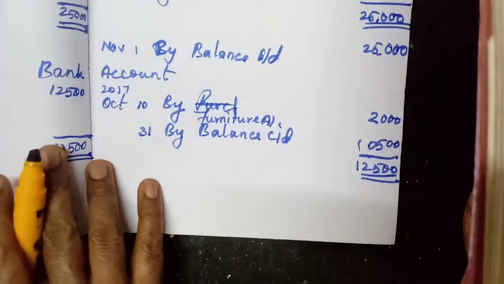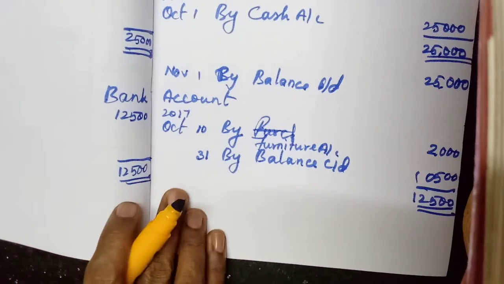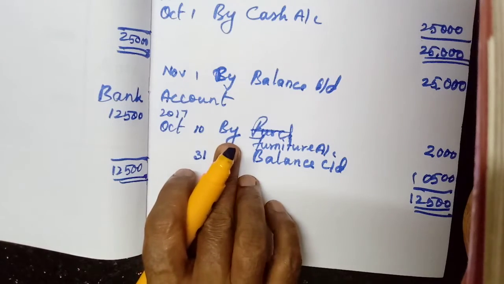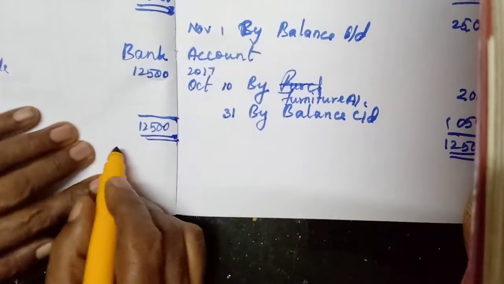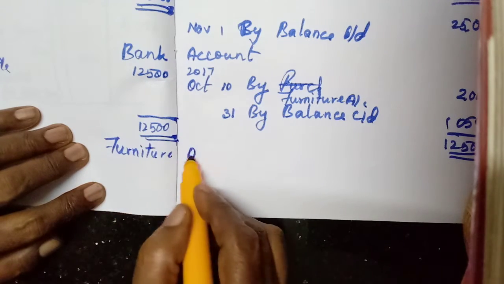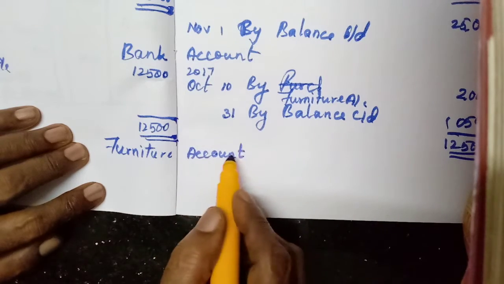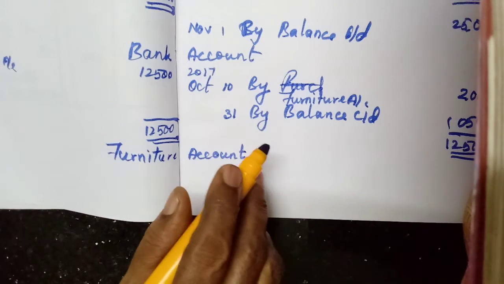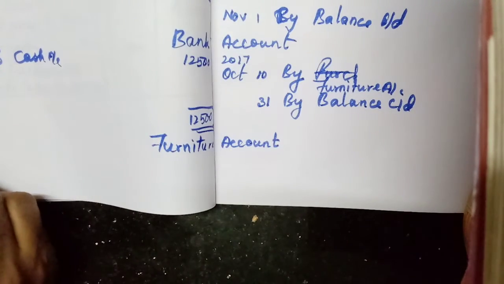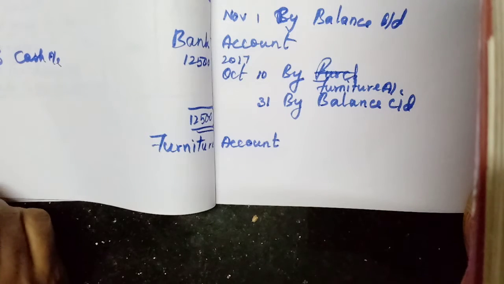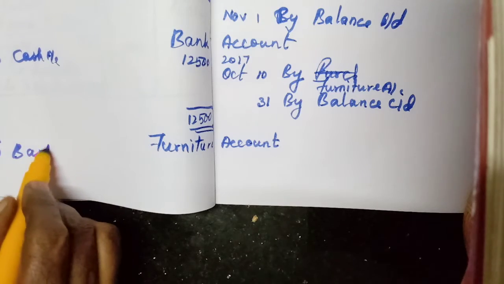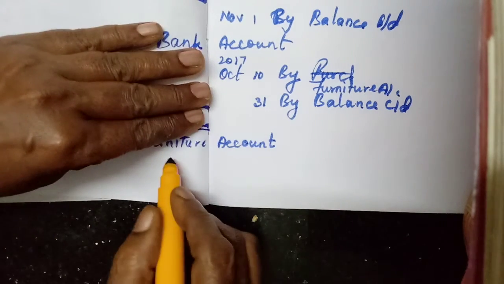Okay, now next account. Deposited into bank account and cash account completed. Now purchased furniture. So there the furniture account is coming, isn't it? So the next account will be the furniture account. Furniture account, what is the entry? Furniture account debtor to bank account. So debit side, date 10. Furniture account debtor to bank 2000.